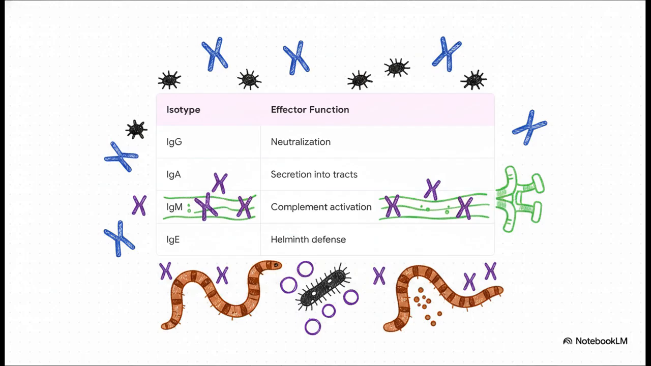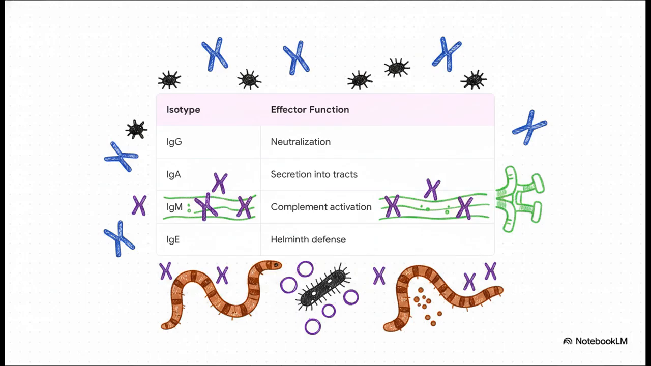IgG is your heavy hitter. It's responsible for the neutralization of microbes and toxins in the blood. IgA specializes in secretion into tracts, so it's protecting the mucosal surfaces of your gastrointestinal and respiratory systems. IgM is fantastic at activating the complement system, which is this cascade of proteins that literally punches holes in bacteria.